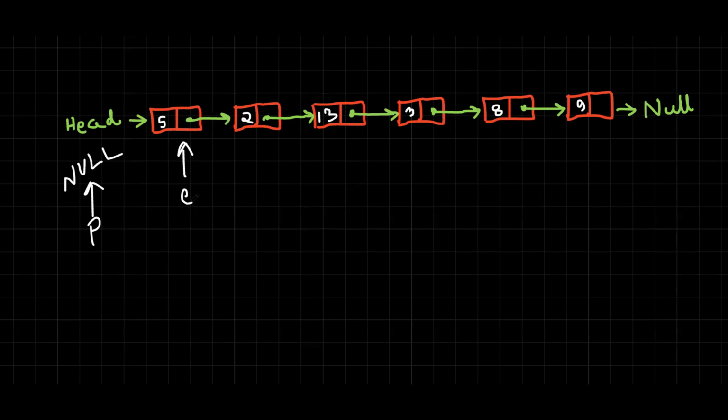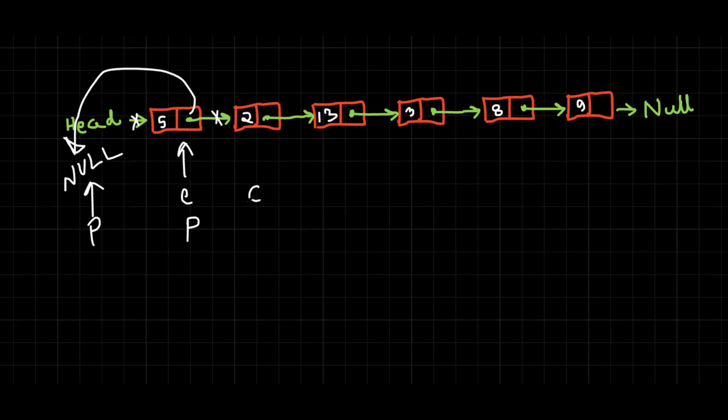Now, we will discard this link and this link and add the link between 5 and null. Now 5 becomes the last element of the linked list. Okay, so far so good. Now we have to update our pointers. So previous is here and current is here.